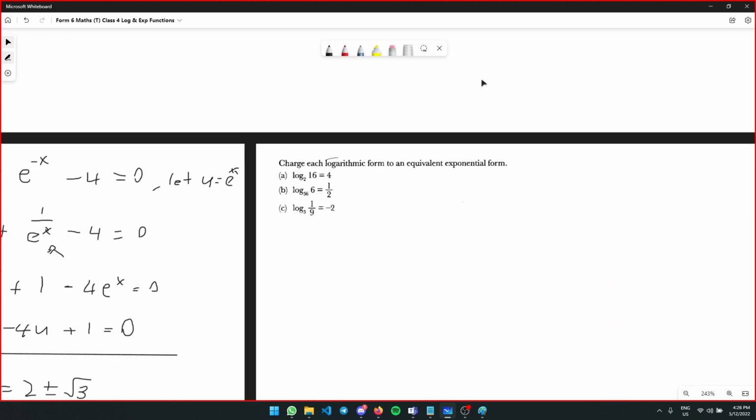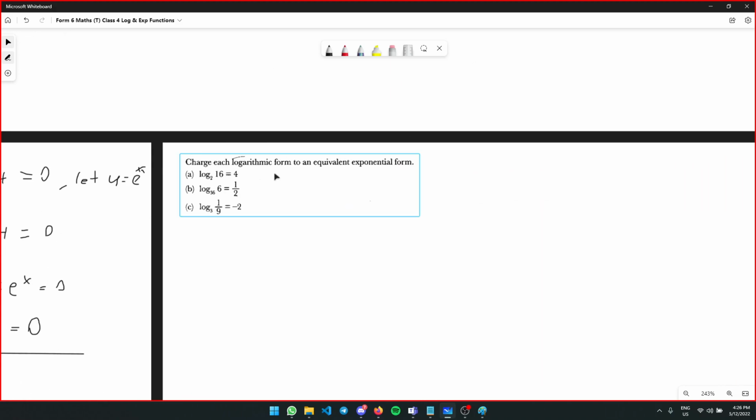The same process. Now, this is a typo. It's not "change each logarithmic function form", it's "change each logarithmic form to equivalent exponential form". I think this is quite an easy one. Maybe you can have a try. I think this whole thing takes about 2 minutes. Have a try.